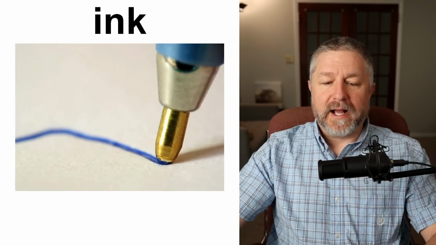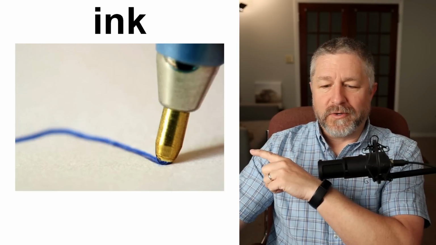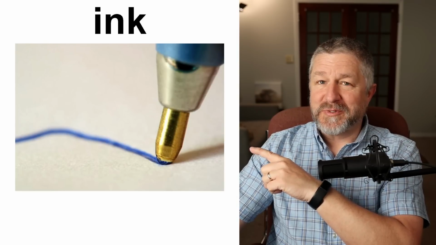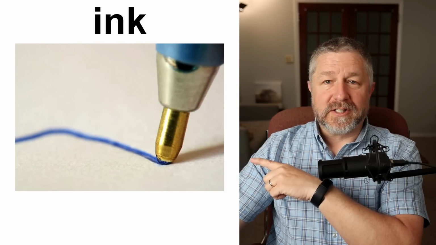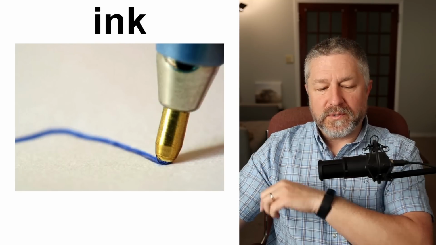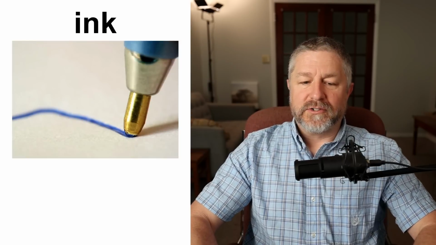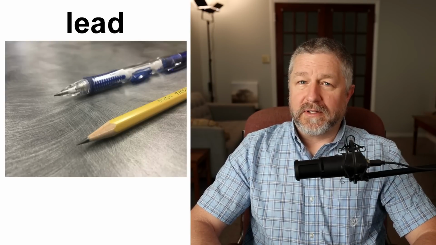And of course, a pen will have ink in it. This is what we would call a ballpoint pen. I don't know if everyone calls it that anymore because we just call it a pen. It has a small ball inside, and the ball turns and then ink goes onto the paper. So a pen has ink in it. A pencil has lead in it.